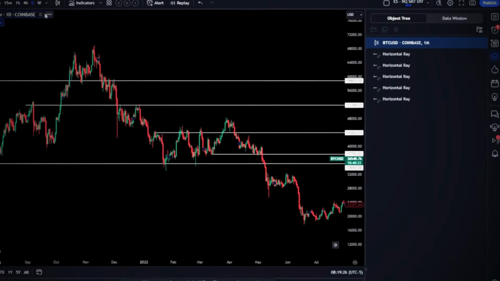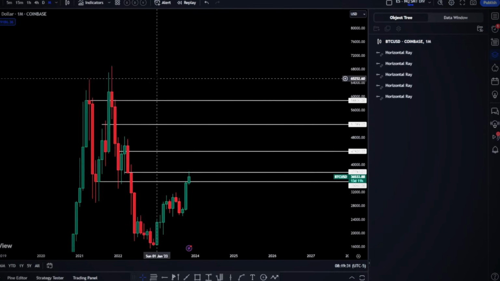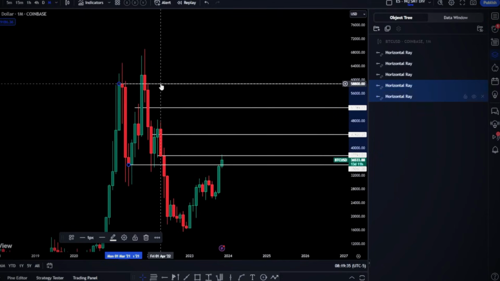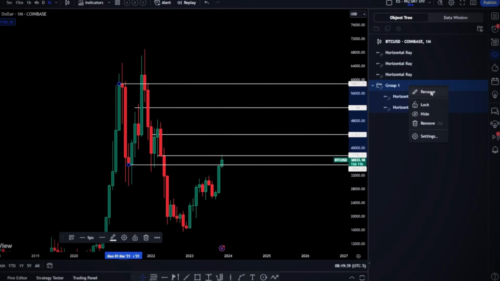So if we zoom out and go back to our monthly time frame, we can select our monthly levels, and now they're highlighted in the object tree. Right-click on it and select the option to create a group of drawings. Then right-click again and rename it Monthly Levels. While you don't have to do this, this is really good practice and a step forward to having the cleanest charts out there. You can also lock your levels.